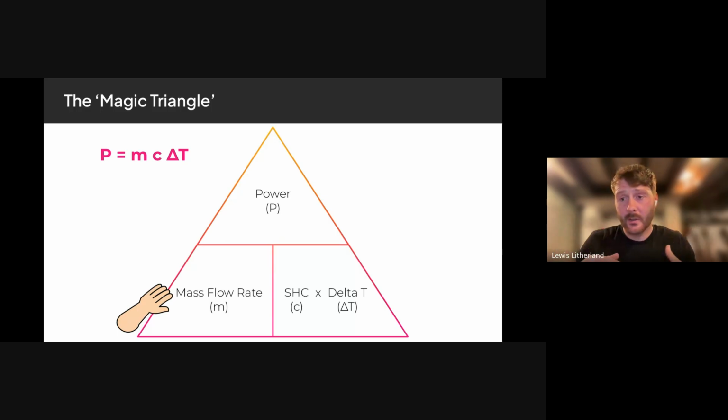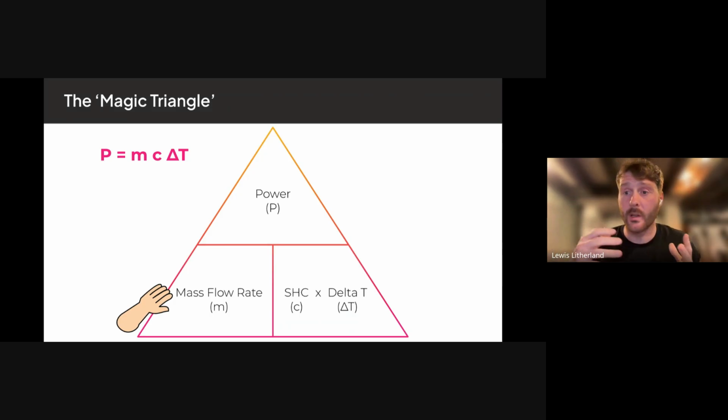If you've never seen these triangles before, the reason there's a picture of a hand on the side is literally you cover up the value that you're trying to work out. So if I was trying to work out what mass flow rate was, or what flow rate I need for a certain pipe size or whatever, I would cover that up. And then I've got power over SHC times delta T. That's my calculation. So it'd be power divided by whatever the value in the bottom right-hand corner would be.